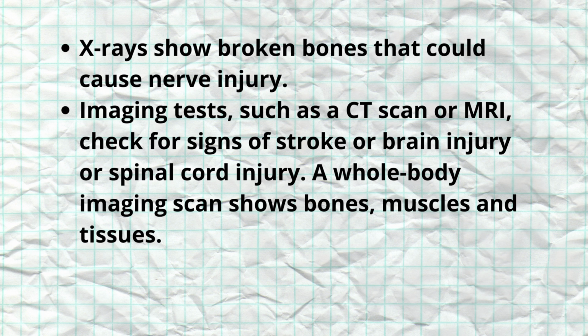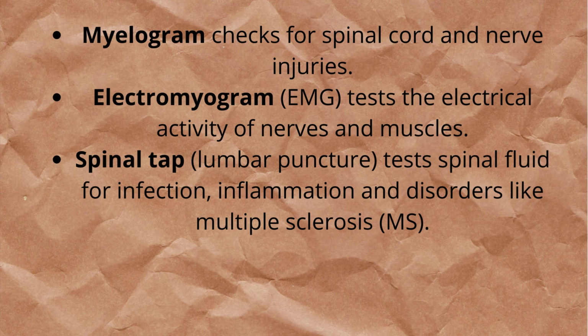X-rays show broken bones that could cause nerve injury. Imaging tests, such as a CT scan or MRI, check for signs of stroke or brain injury or spinal cord injury. A whole body imaging scan shows bones, muscles and tissues.